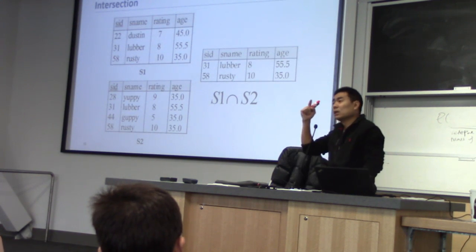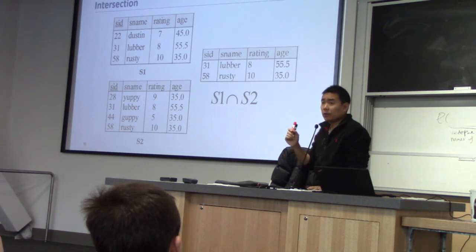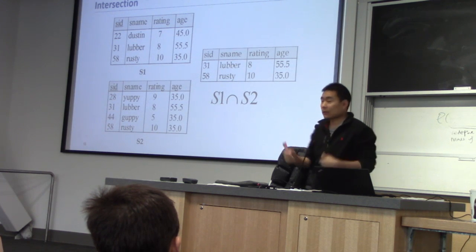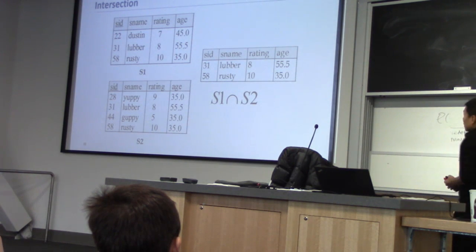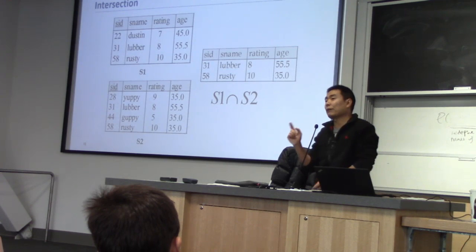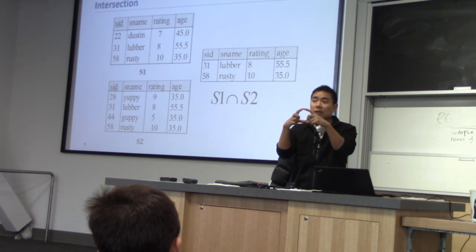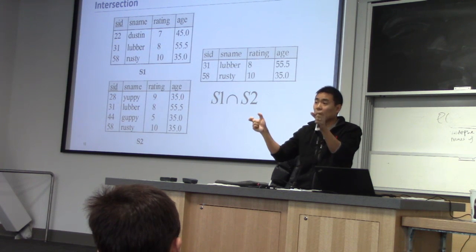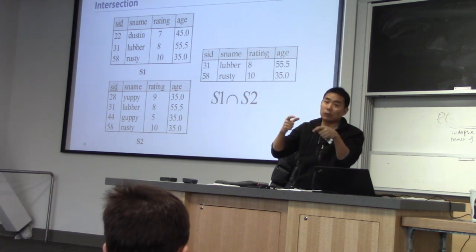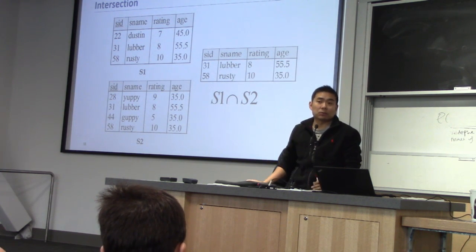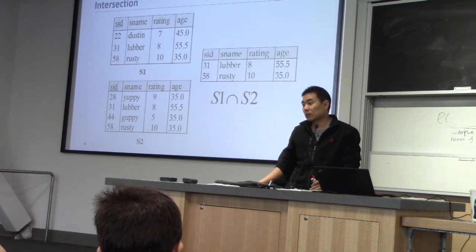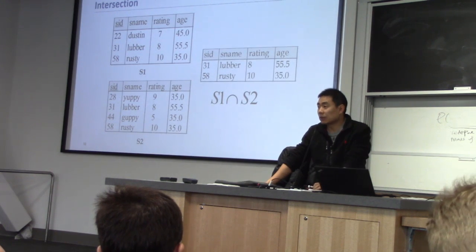By the way, for the intersection operator, you do not have to worry about duplicate elimination. Why? Sorry, you do have to worry about duplicate elimination. Why? Because intersection is to find the common records that appear in both set 1 and set 2. In other words, they will appear multiple times, so you have to remove duplicates from the output of an intersection operator. Okay.